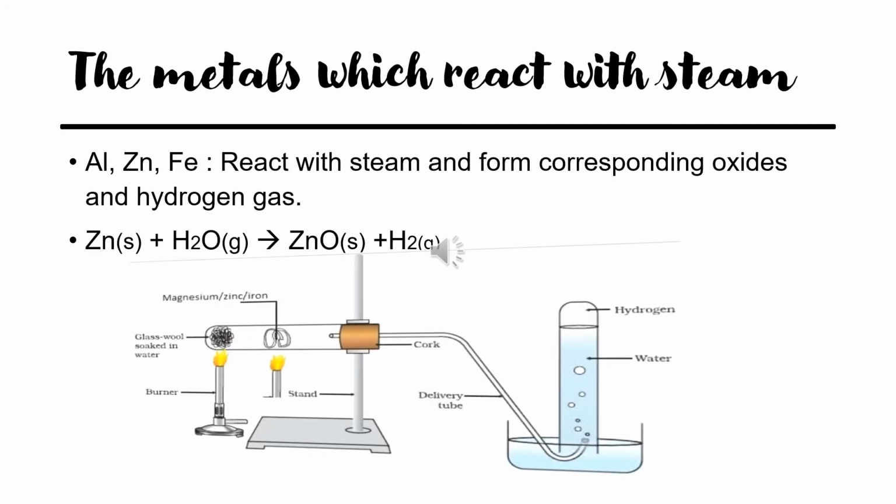Metals like aluminium, iron, and zinc do not react with hot water. They react with the steam and form corresponding oxides and hydrogen gas. When metals react with the steam, they form metal oxide and hydrogen because metal hydroxides thermally decompose, that is, split up on heating to give the oxide and water.